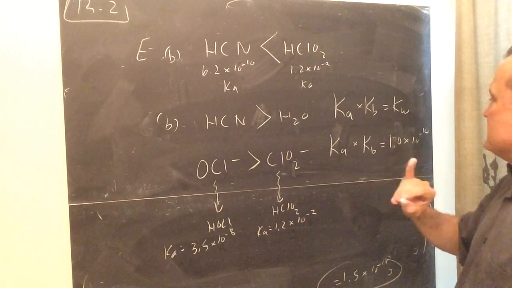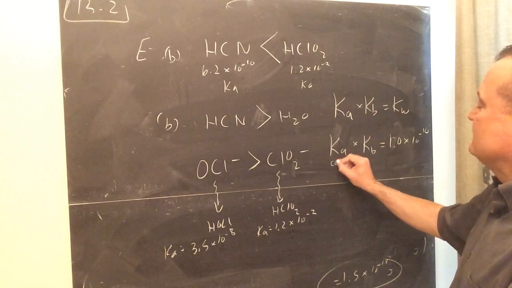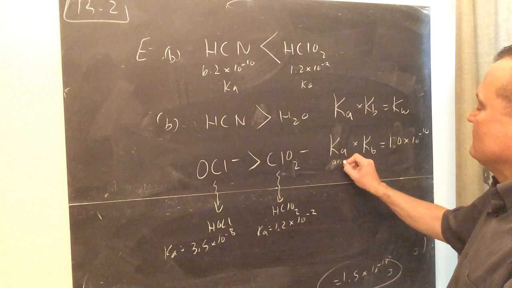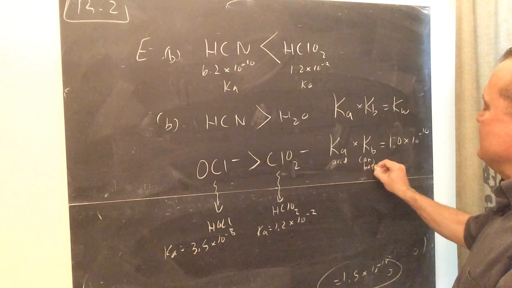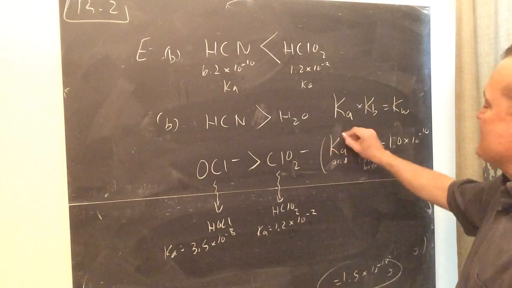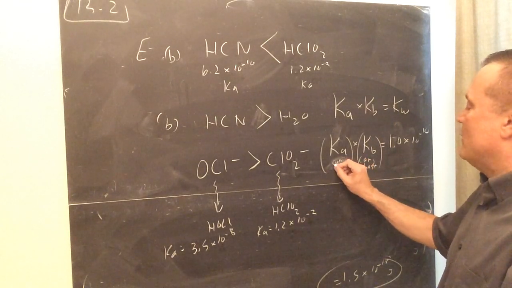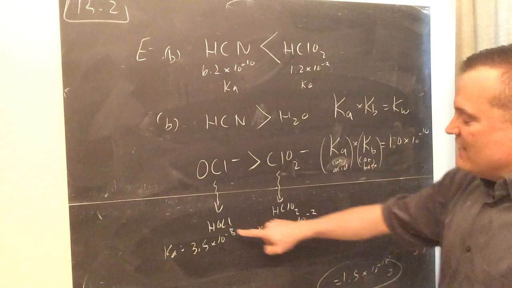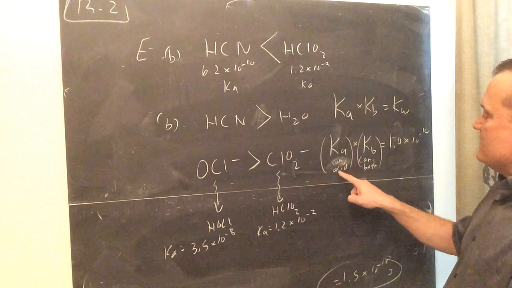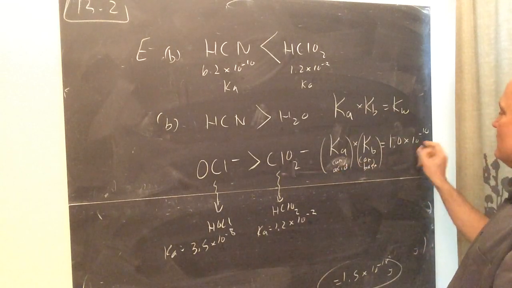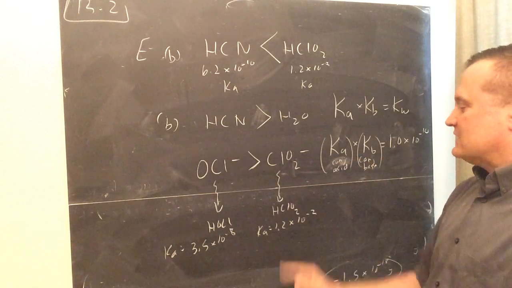Remember I told you, well, there's even a better thing. Here's how I like to write it: Ka of an acid times Kb of its conjugate base equals that number. This works for both conjugate acid and conjugate base. I can calculate the Kb if I know the Ka and I know this number right here. I can just divide this by that. So this will always be true to mathematically calculate it.